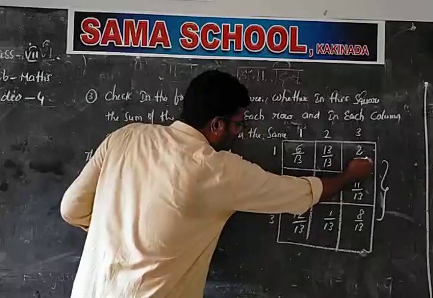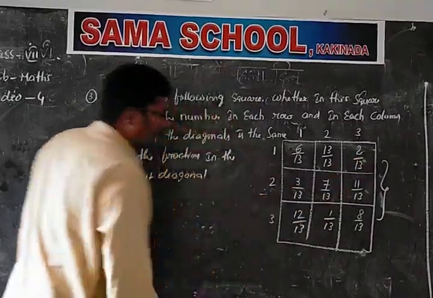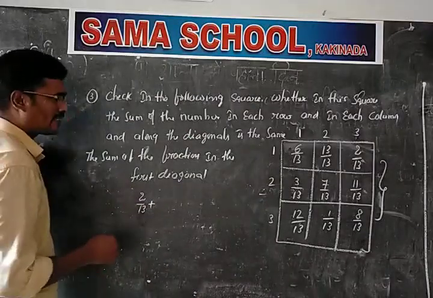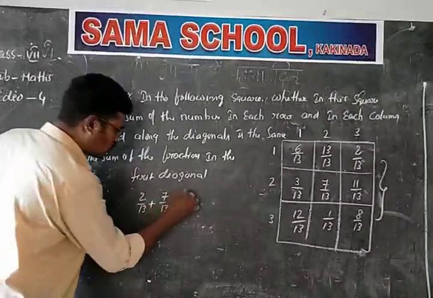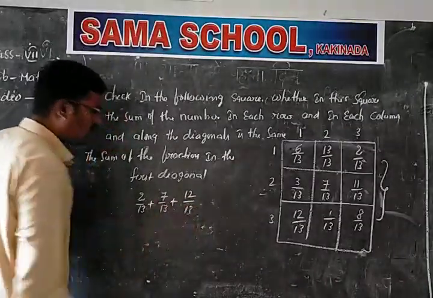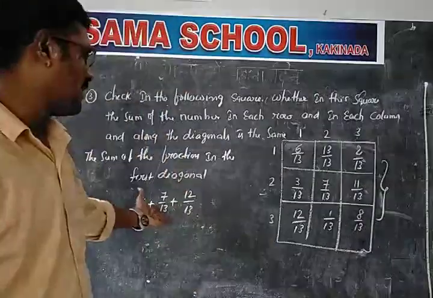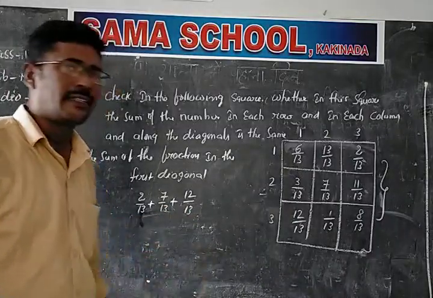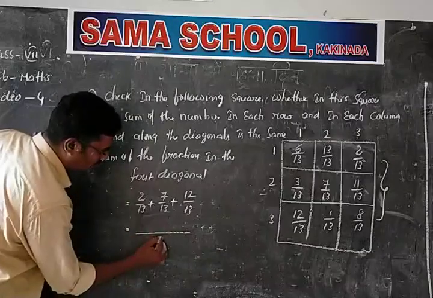The first diagonal: 2 by 13, 7 by 13, 12 by 13 are the given fractions. 2 by 13 plus 7 by 13 plus 12 by 13. What is the type of fractions? These are like fractions because the denominators are the same number, 13. What is the LCM? The LCM is 13.